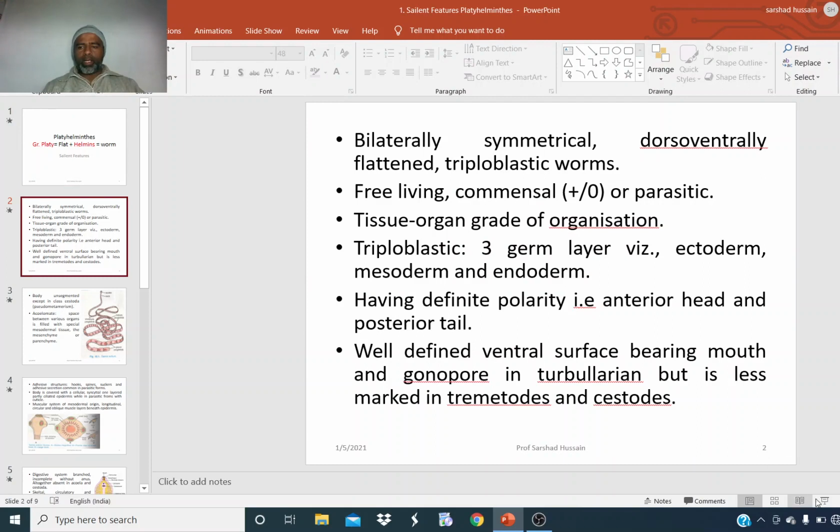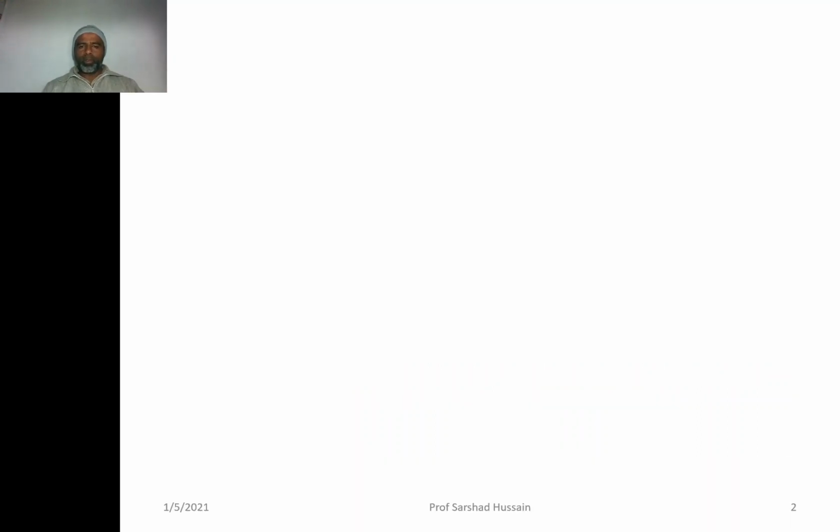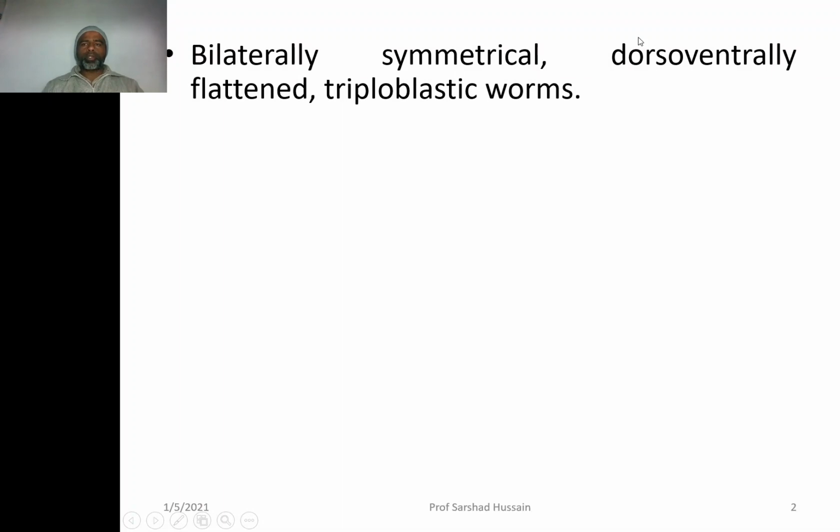They are bilaterally symmetrical, dorso-ventrally flattened. Dorso-ventrally flattened because whenever you think of a flattened structure, there may be two possibilities. Either it may be flattened laterally or from the dorsal and ventral side. So here the dorsal and ventral side is flattened like a leaf. They are triploblastic worms. That means their body has three germ layers: ectoderm, endoderm, and mesoderm.